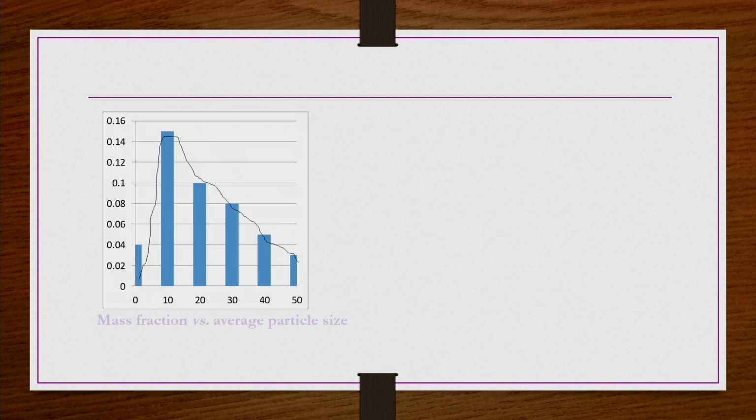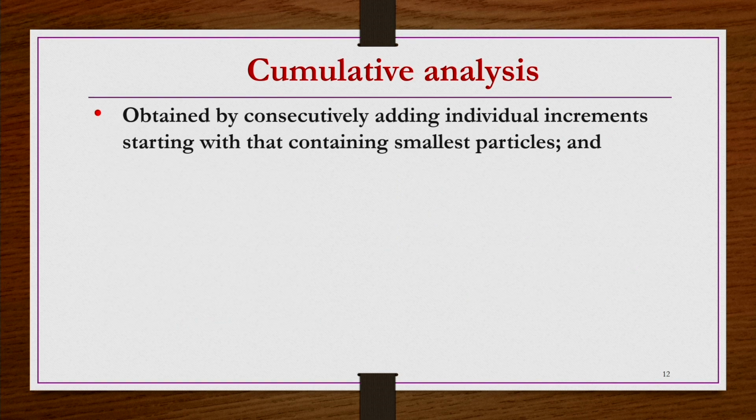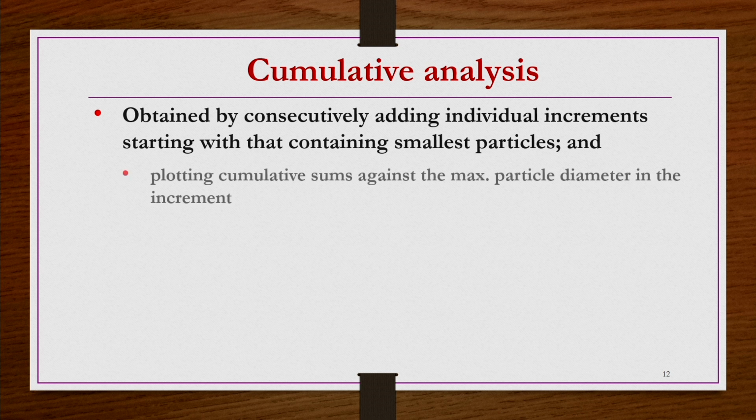Then the information you get on mass fraction versus average particle size can be plotted like a histogram like this shown here, or they can be plotted like a graph as shown here. So, you may get the distribution like this for non-uniform mixtures. Then coming to the cumulative analysis, here it is obtained by consecutively adding individual increments starting with that containing the smallest particles and plotting cumulative sums against the maximum particle diameter in the increment.